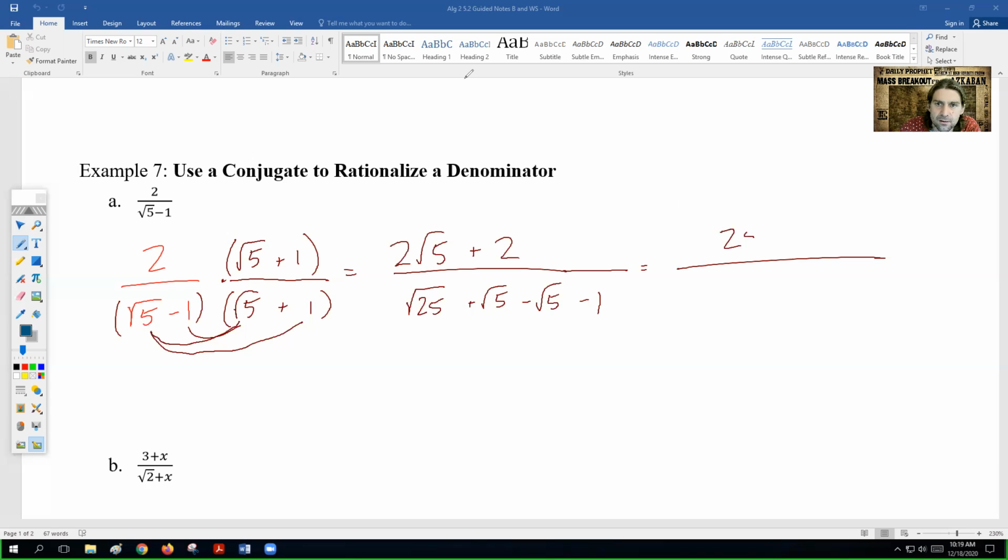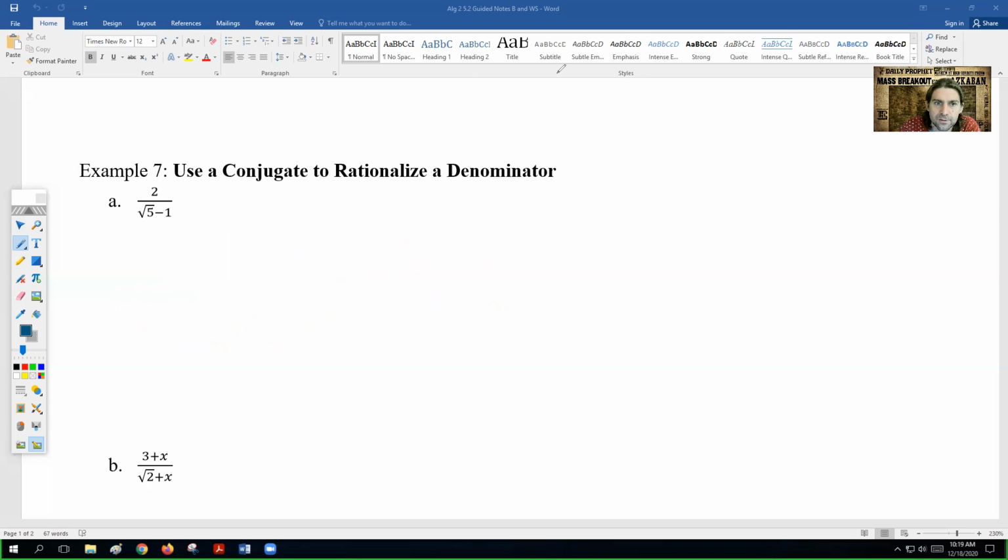Oh no, and I can't go backwards. All right, well, let's see. We would have had a 2 radical 5 plus 2. And then we had a radical 25, which the square root of 25 is 5. And then the 2 radicals would have canceled each other out. So we would have got 5 minus 1. So we can actually simplify that here.